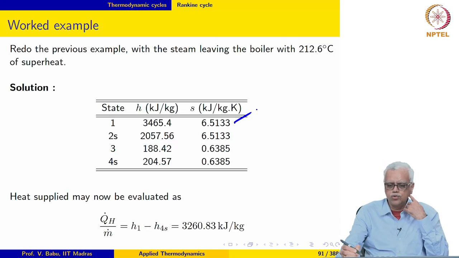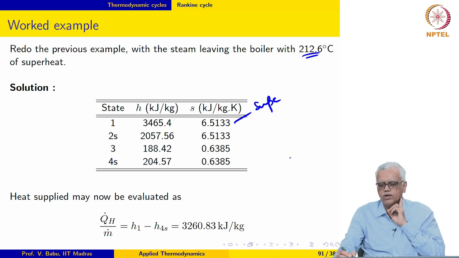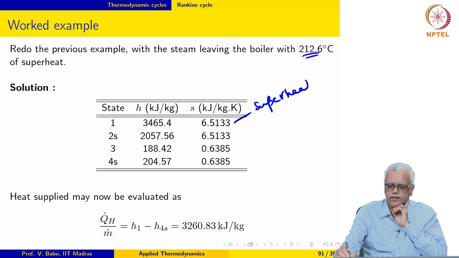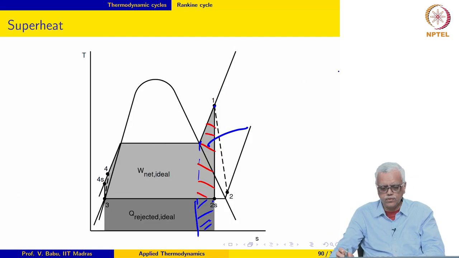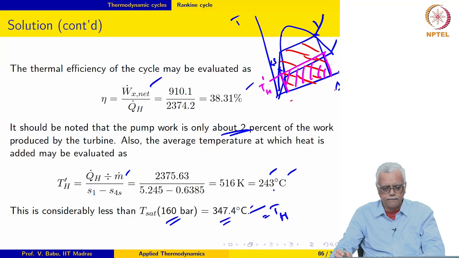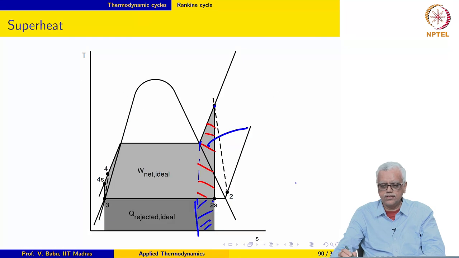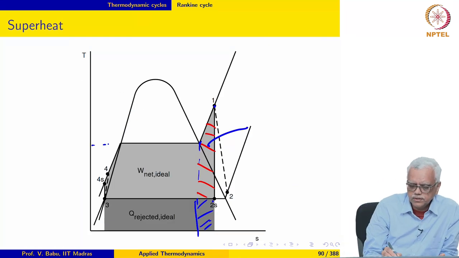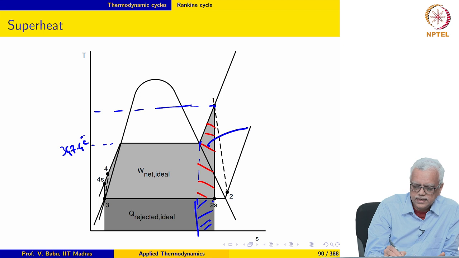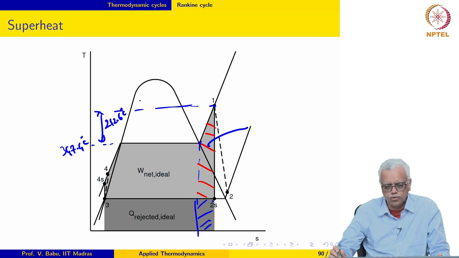So, state 1 is now superheated as you can see here. We have added 212.6 degrees of superheat. Previously, if you recall, TH was 347.4 degrees Celsius, that was the saturation temperature. So, this temperature is 347.4 degrees Celsius. Now we have added another 212.6 degrees Celsius of superheat.